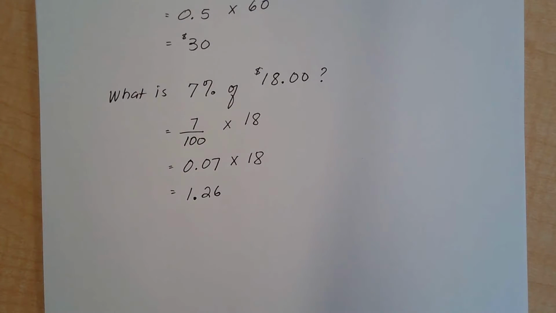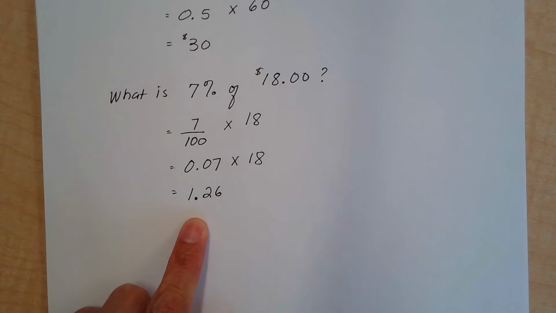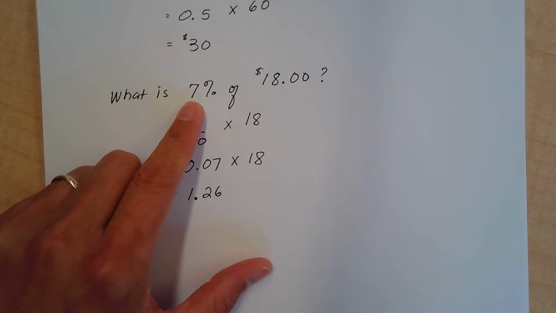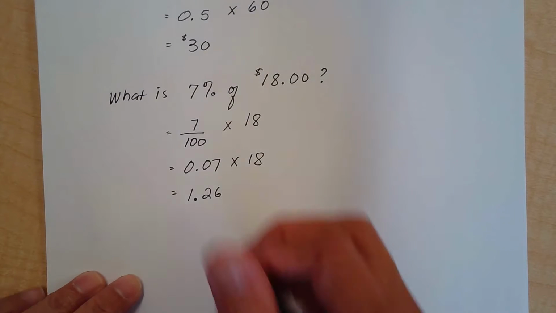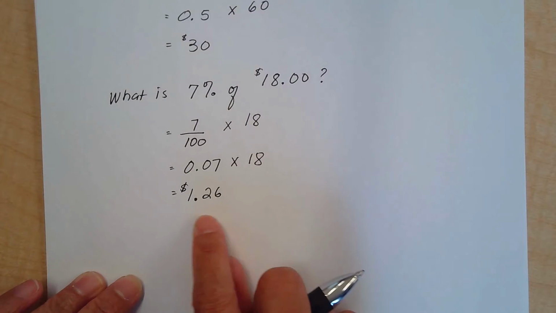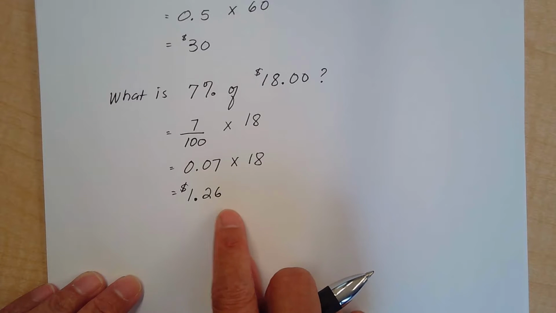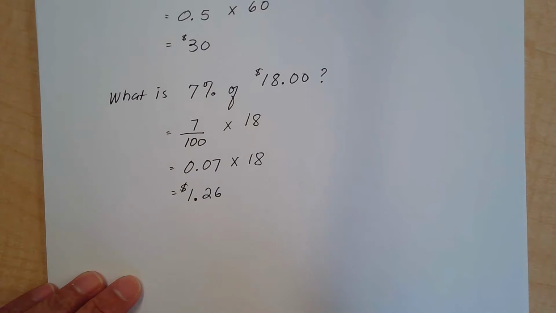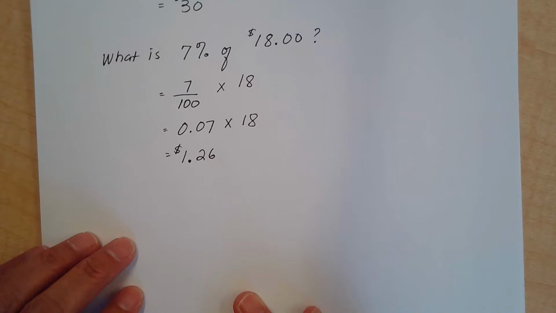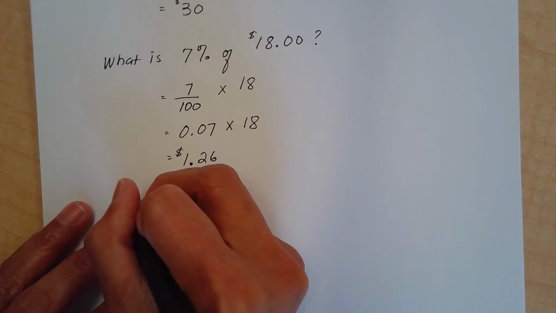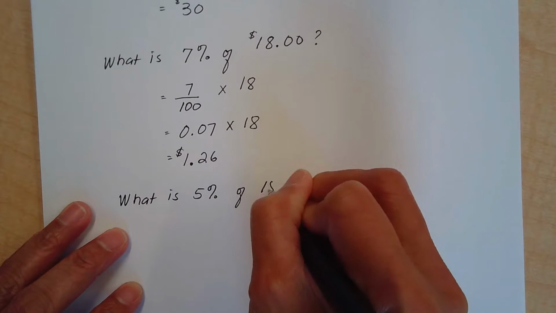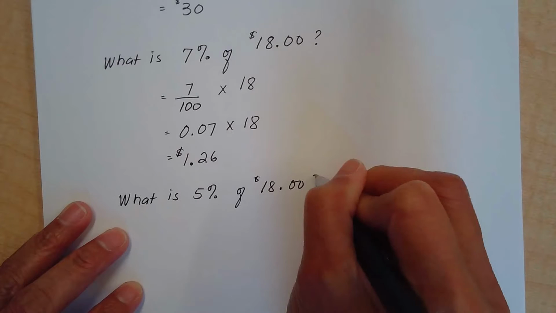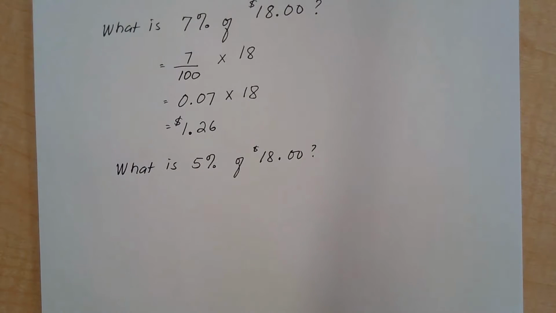So what did I just calculate there? I calculated the 7% tax for the calculator that I bought. So $1.26 for my PST. Now, what is 5% of $18? Okay, so go ahead and calculate that one.